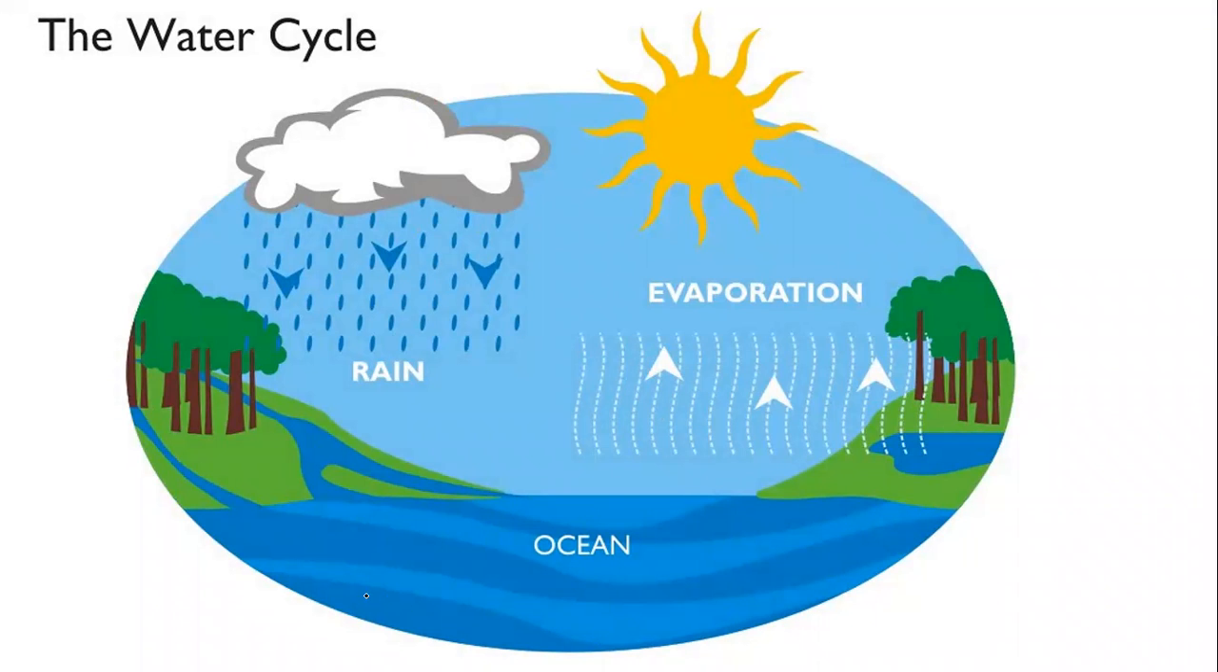This is the water. The water goes up because of the sun. Then it comes down. Then it makes a cloud and then comes down to the sea again. The cloud and the rain is the condensation, and the ocean and the sun is the evaporation.